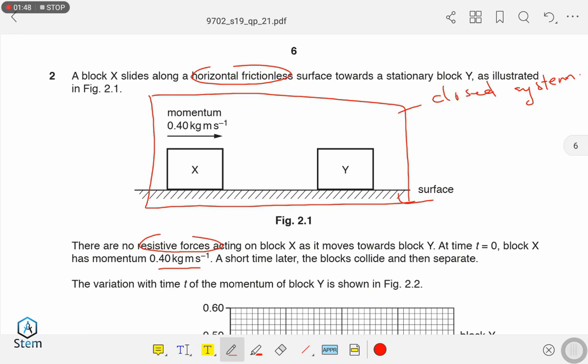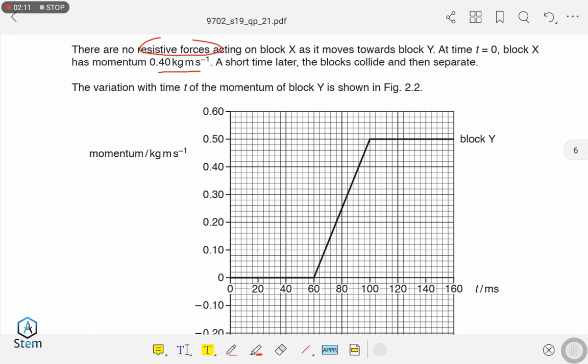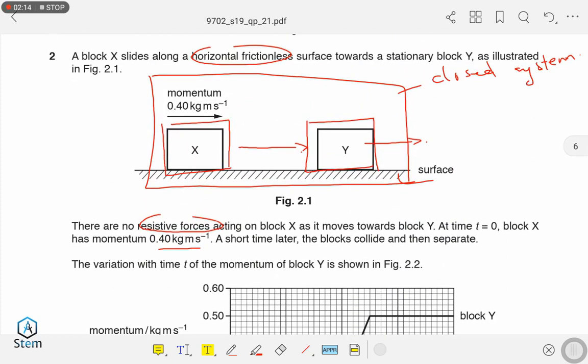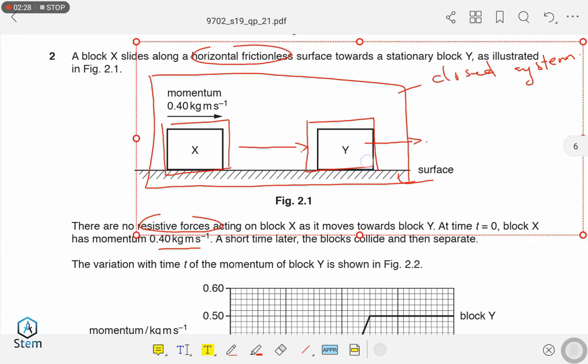So the momentum of the system at the beginning is equal to the momentum of the block X. When these two collide, block X is going to transfer some of its momentum to block Y, and block Y is going to gain momentum according to the graph that we have just seen here. All right, the momentum of the system at the beginning should be equal to the momentum of the system at the end. That is the law of conservation of momentum. Now, with that said, let's get to our questions.